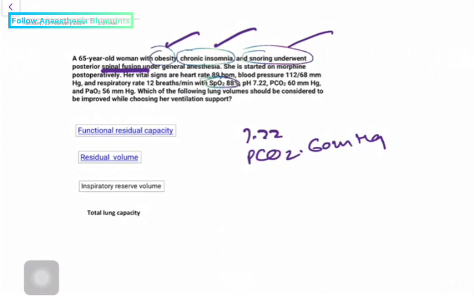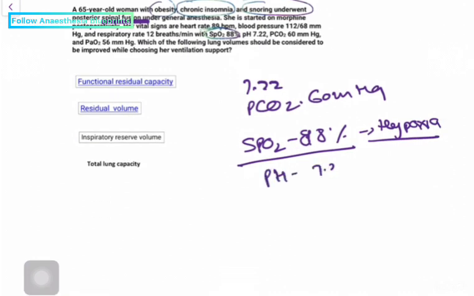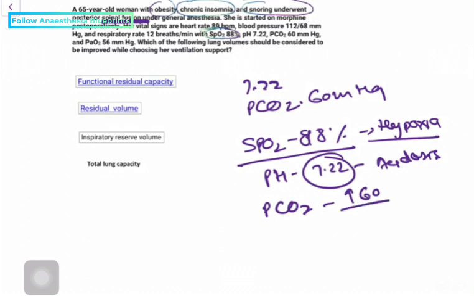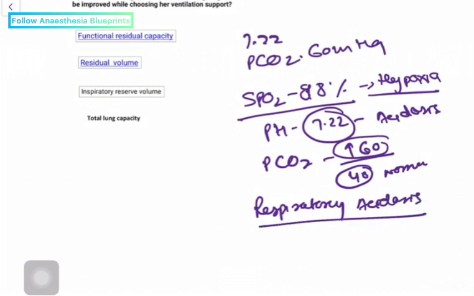Aaj kal ke MCQ mein ek patient hai, obese, jiska heart rate 89 normal limit mein hai aur blood pressure 112 and 68 hai, but SpO2 is 88%, so there is hypoxia, and pH 7.2. So what does it mean? Acidosis. If we see PCO2, it is rising, increased to 60, normal is 40, so we can say respiratory acidosis. So what is the reason behind this?